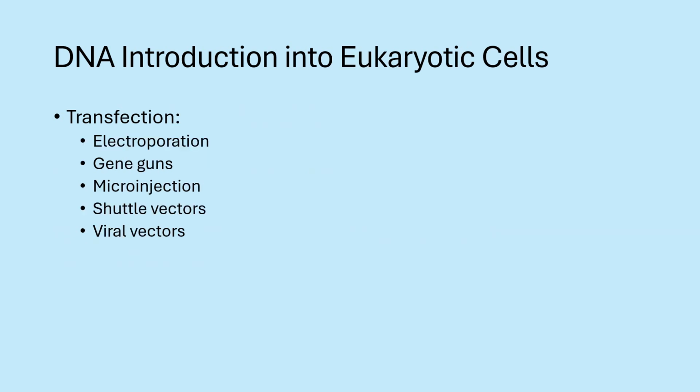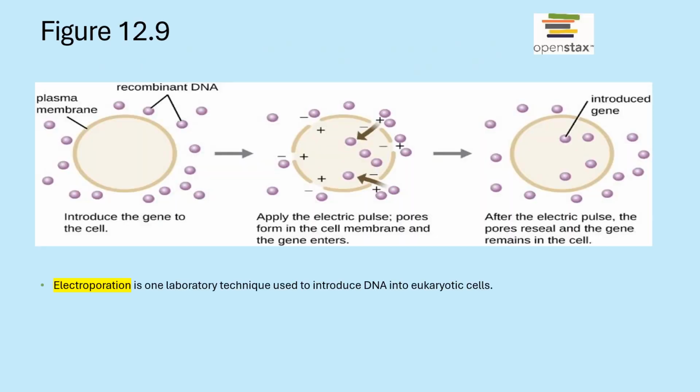So how do you introduce DNA into eukaryotic cells? It's by a method called transfection. There's several different options here: electroporation, gene guns, microinjection. You can still use viruses. You can use shuttle vectors.